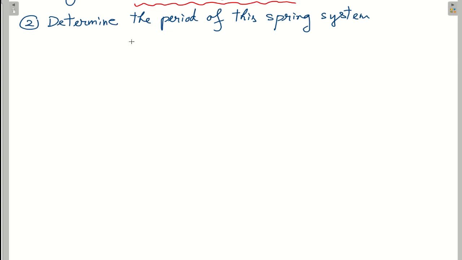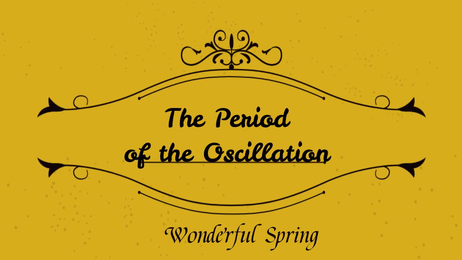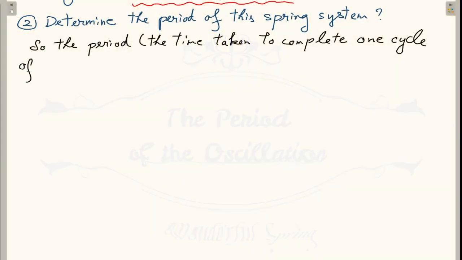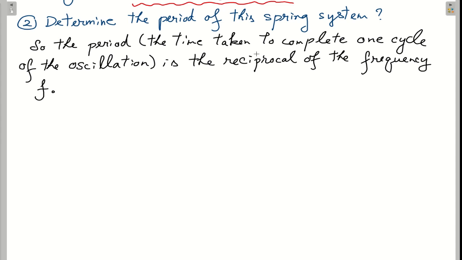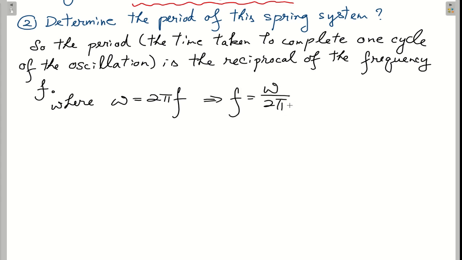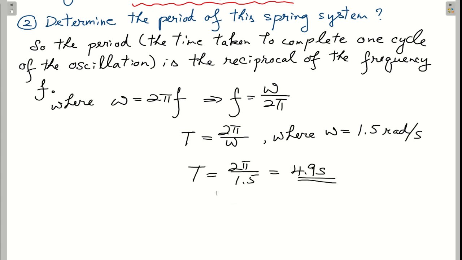And after the break, we try to determine the period, one cycle, of the spring system. The period, the time taken to complete one cycle of the oscillation, is the reciprocal of the frequency f, where omega is equal to 2 pi f. So f is equal to omega over 2 pi. And the period T is equal to 2 pi over omega, where omega is 1.5 radian per second. Therefore, the period of this cycle is 4.19 seconds.